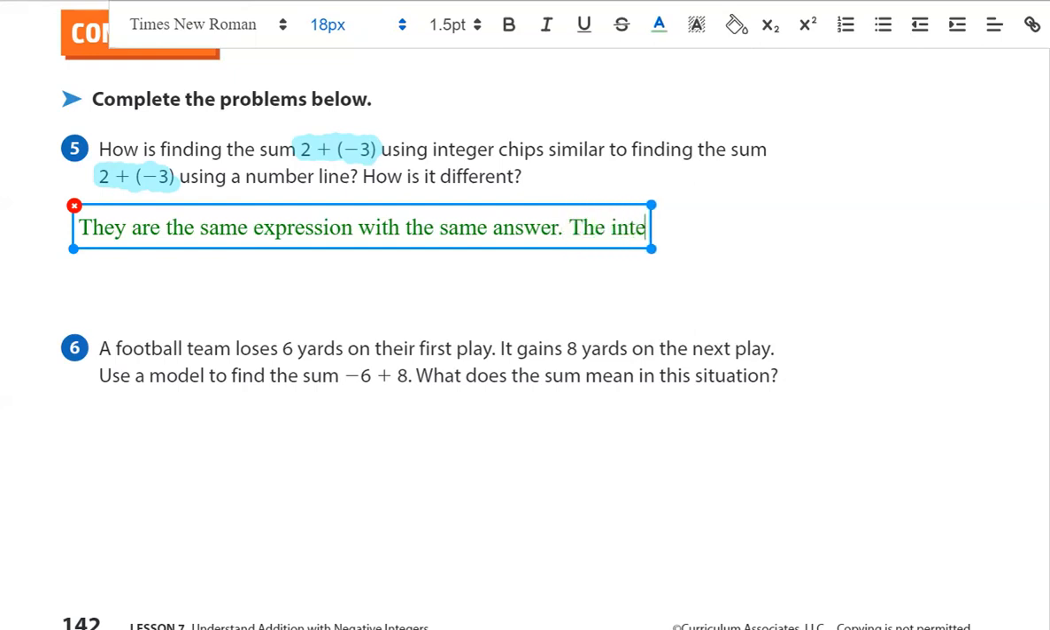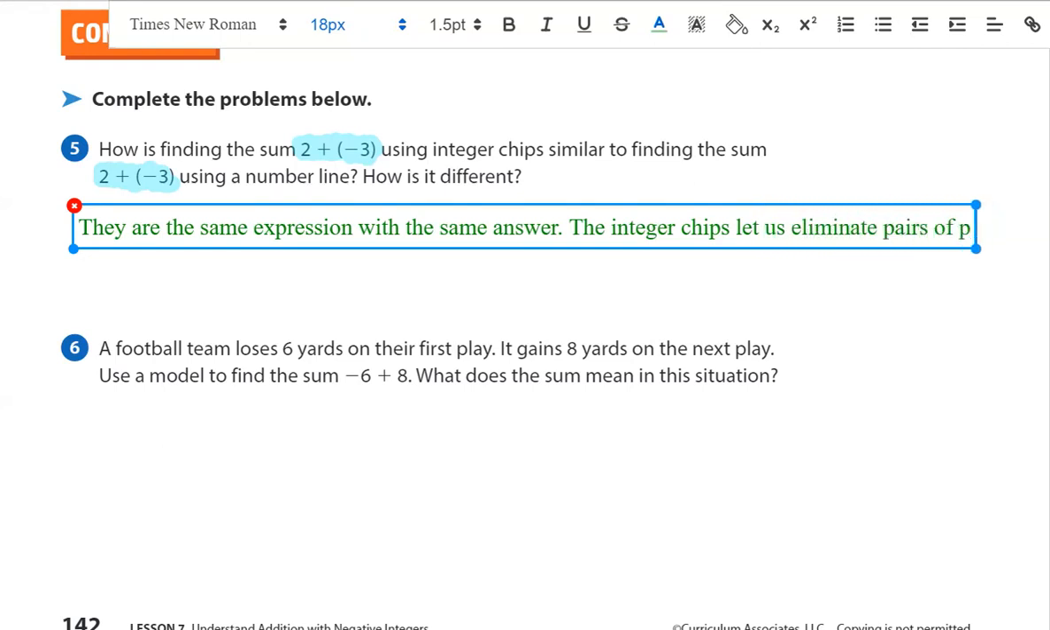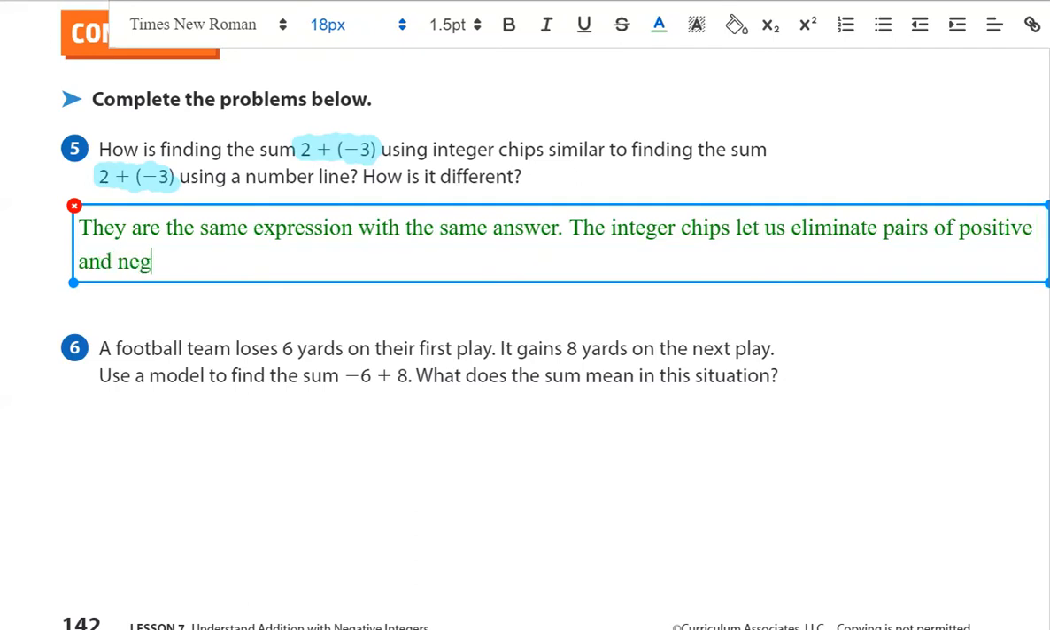The integer chips let us eliminate pairs of positive and negative. And then what does the number line do differently? The number line uses positive and negative direction. And the sum is the endpoint, but I won't put that part.